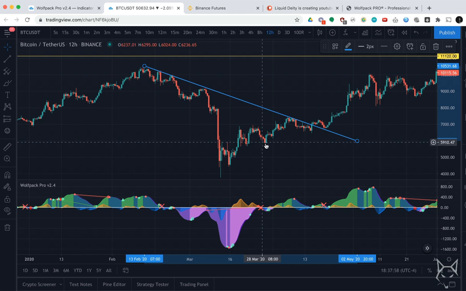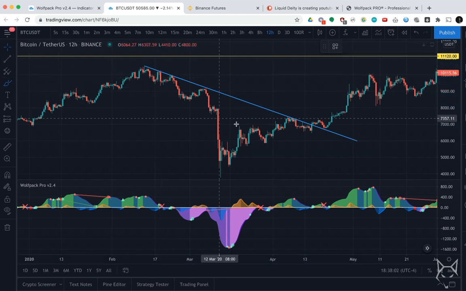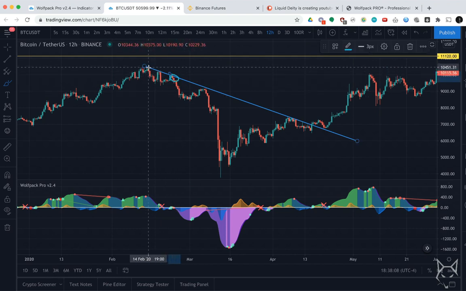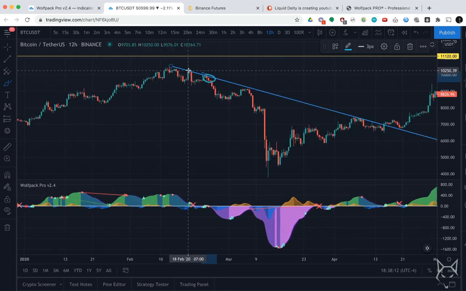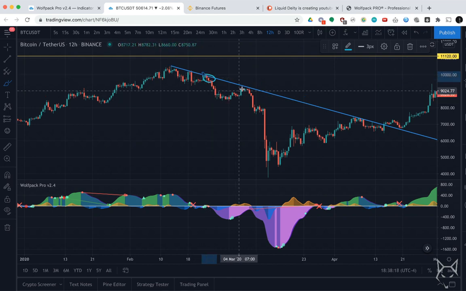Just like that, right? Okay, so this was last February, March. This was the COVID crash. So we have this downward sloping line. Here you have the information on the 12-hour. We came up, we tried to break through it, we rejected. So here we touched it. You could place a short. This would have been a great short. Came up, we touched it again, and we rejected again.